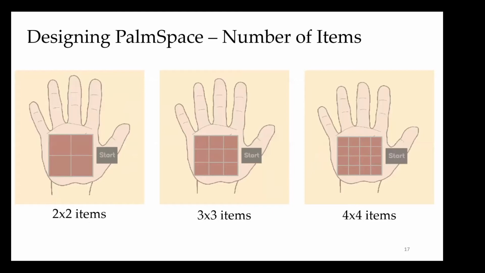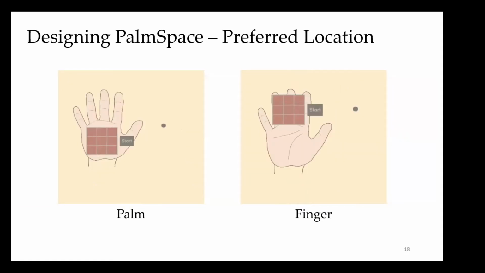And we also tried different item placements. For instance, we placed a 2x2 grid, a 3x3 grid, a 4x4 grid, and so on. All these grids can potentially be replaced with different UI elements. And the grid can be located on the palm or in the finger area. So we also included them in the study.